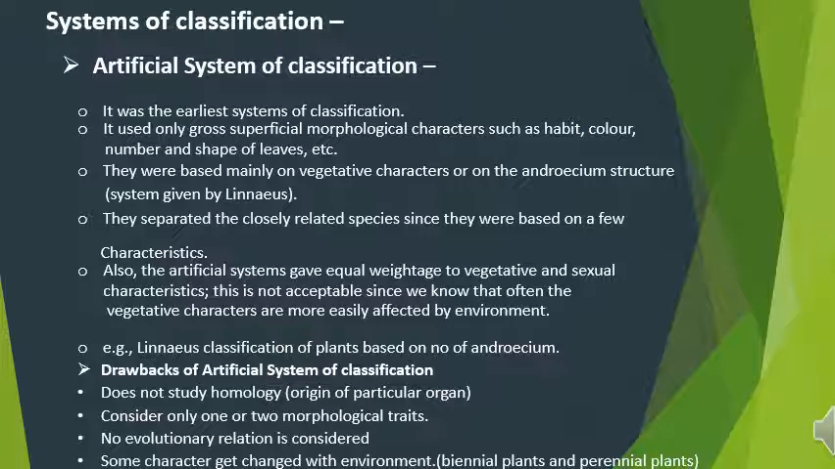and angiosperm. So for this classification, many systems are considered for the classification of kingdom Plantae. Out of that, the first one is the artificial system of classification.